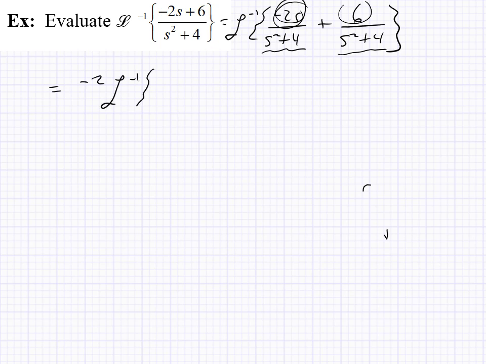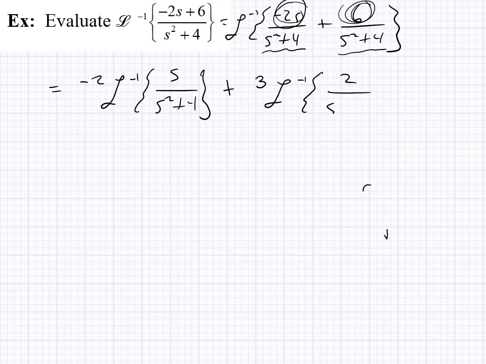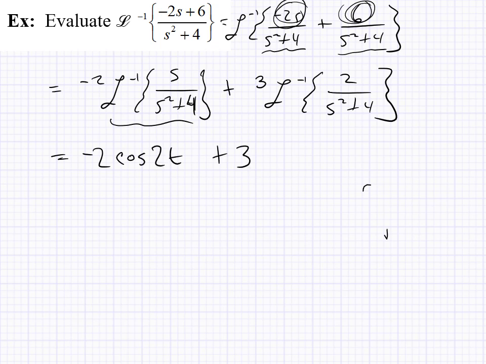Inverse Laplace transform of s over s squared plus 4. Plus, I need a 2 up here, not a 6, so I could pull the 3 out, leave the 2 in, and I'm ready to go for sine. So here we go. This one right here is cosine. So it's going to be negative 2 cosine of 2t plus 3 sine of 2t.